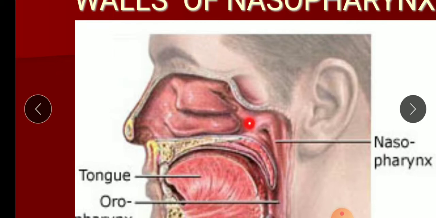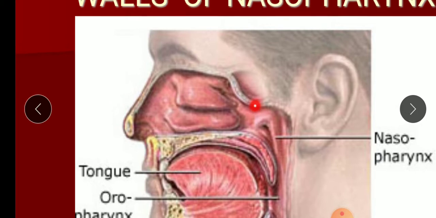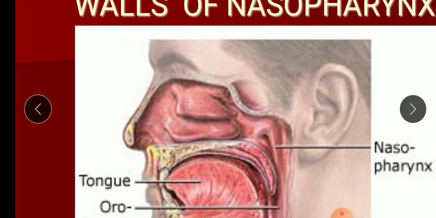So what about the anterior wall? Through the anterior wall, the nasopharynx is communicating with the nasal cavity through the posterior nasal aperture. So the anterior wall is over. The posterior wall is formed by the anterior arch of atlas. The roof is formed by what? The body of the sphenoid with the basilar part of the occipital bone.